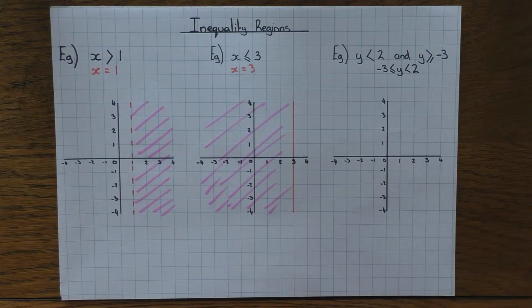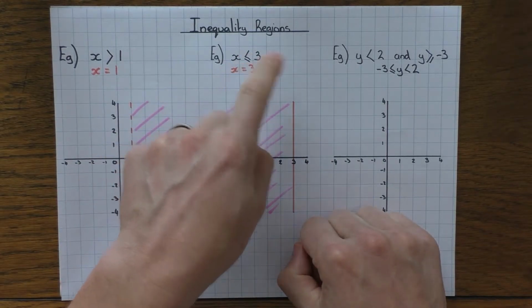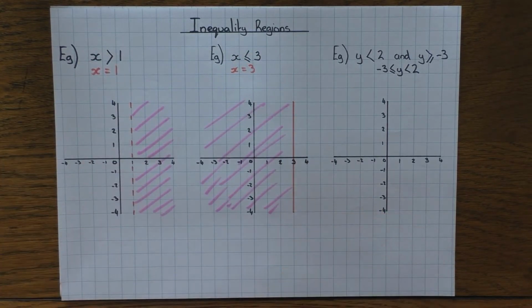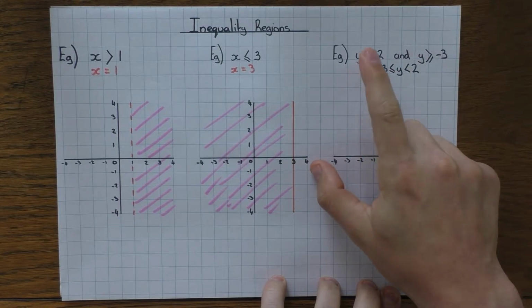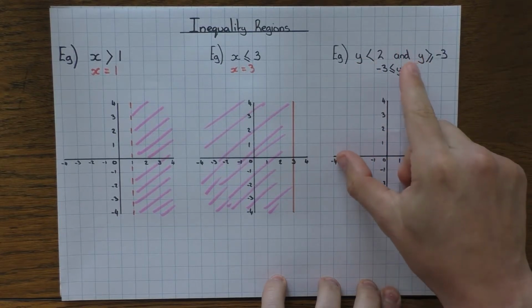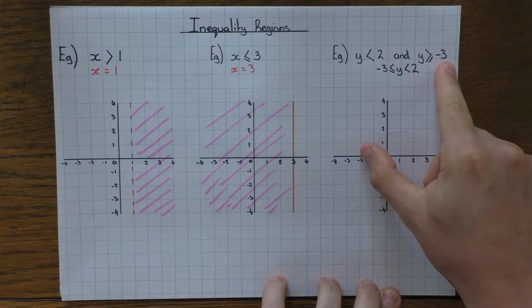Okay, so there's the basic rules. If you have the inequality line, solid line. If you don't, dotted line. And of course, as with everything, it does get slightly trickier. So what you could have is something like this. We've got y is less than 2 and y is greater or equal to minus 3.